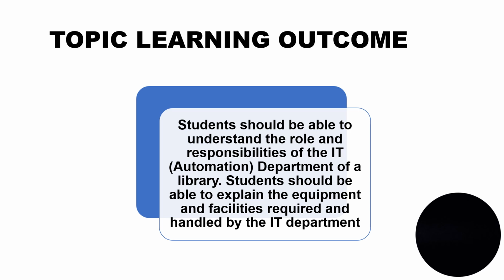By the end of this chapter, you should be able to understand the role and responsibilities of the IT or automation department of a library. You should be able to explain the equipment and facilities required and handled by the IT department.